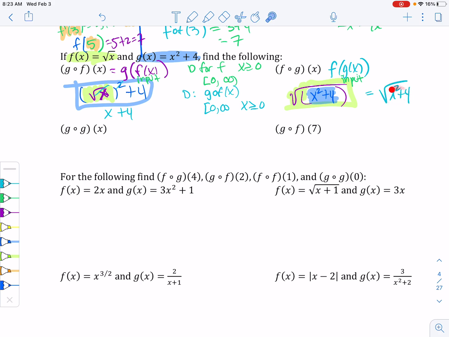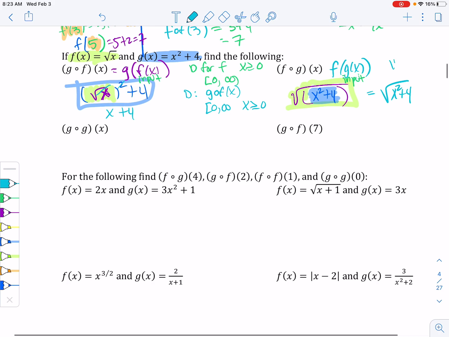And this will have a domain restriction. This means that x squared plus 4, we can't have that number be negative underneath. So this parabola, or this quadratic equation, can't be negative. So I would set this greater than or equal to 0, and then we would solve that. That would give us our domain restriction. I'm not super worried about the domain restrictions. I just want you to be aware of where they come from.